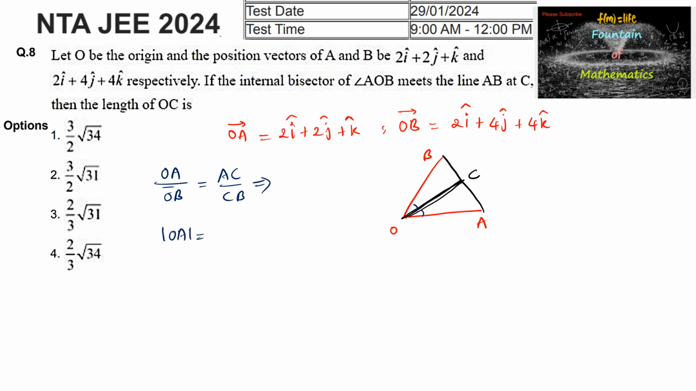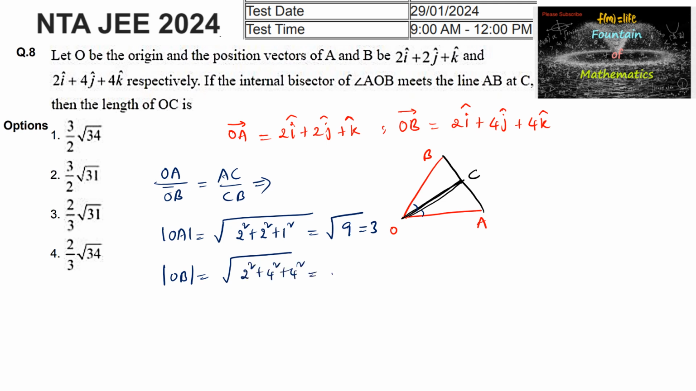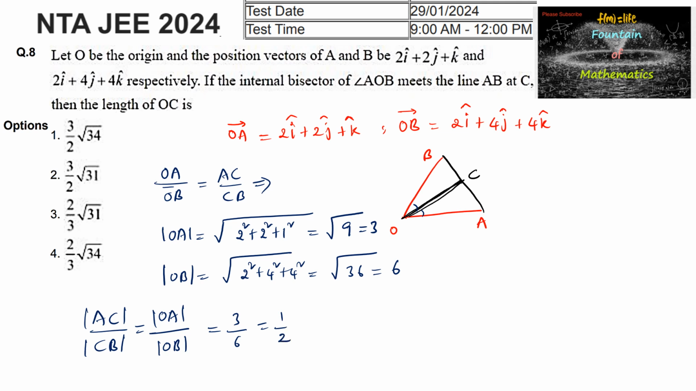So what is the length of OA? The magnitude of the vector OA is equal to root of 2 square plus 2 square plus 1 square, which is equal to root of 4 plus 4, 8, 8 plus 1, 9, which is 3 units. And the length of vector OB is equal to root of 2 square plus 4 square plus 4 square, which is equal to root of 16 plus 16, 32, 32 plus 4 is 36, which is equal to 6. So we can say that AC by CB is equal to OA upon OB, which is equal to 3 upon 6, say 1 by 2.